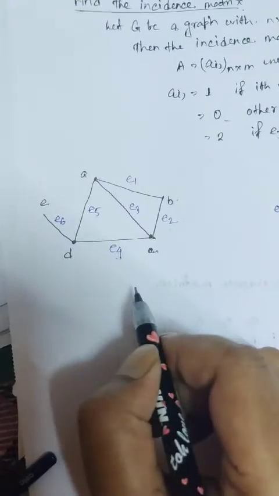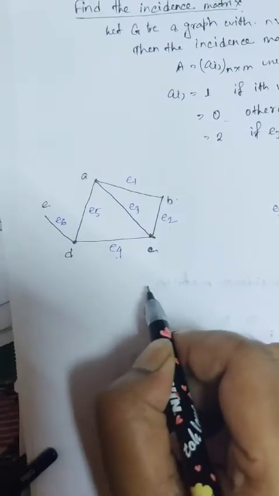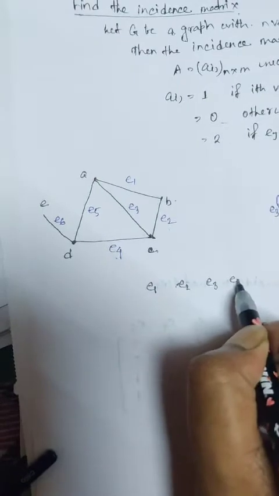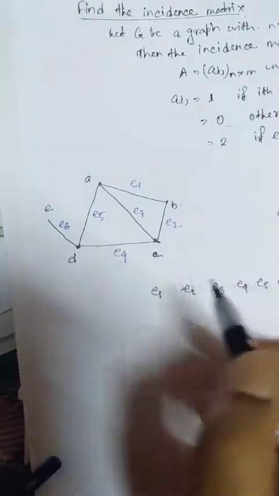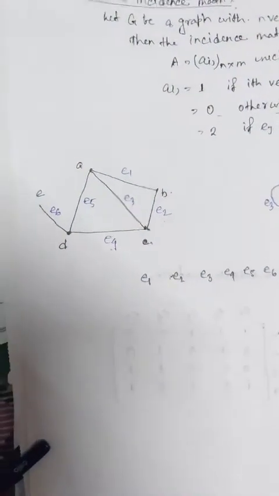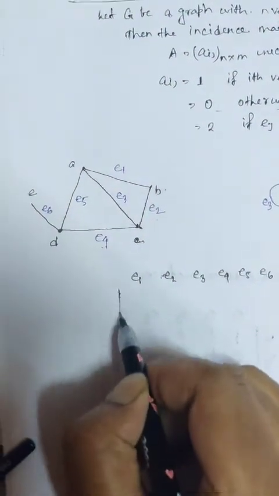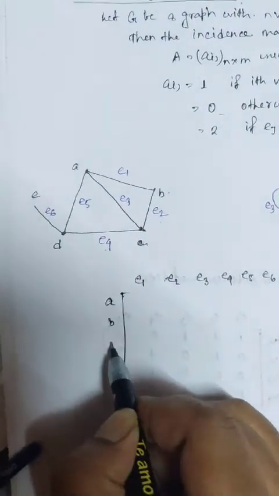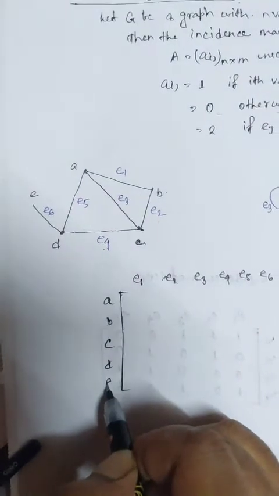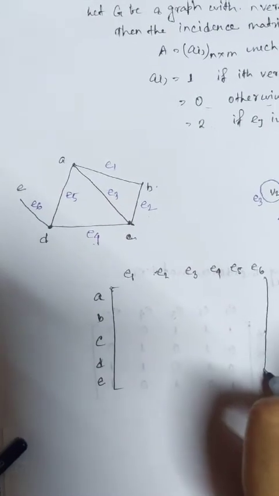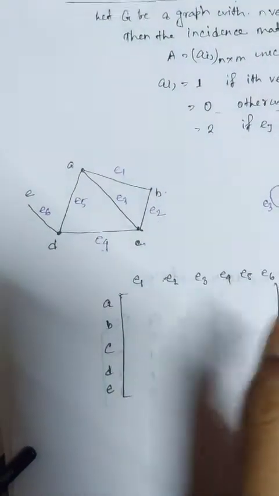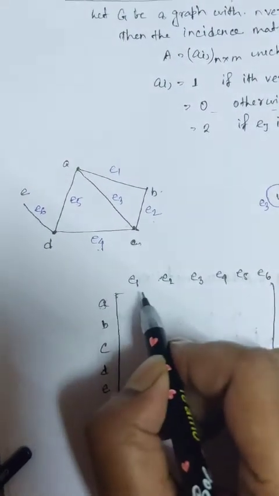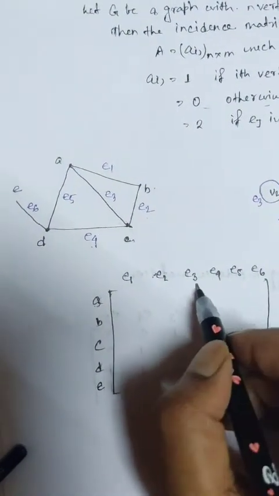So here we will construct the matrix like this: E1, E2, E3, E4, E5, E6, and here we will write the vertices A, B, C, D, E. Now we will find, from this vertex A, how many edges are incident.